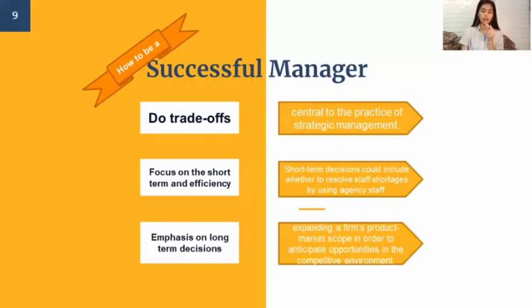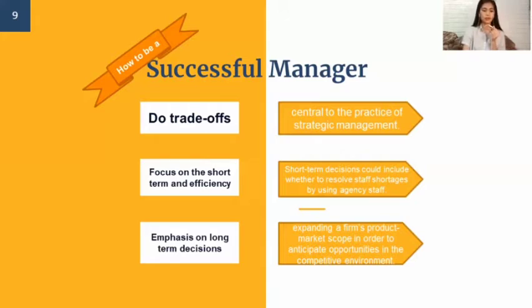And lastly, emphasis on long-term decisions. So as we all know, making short-term decisions, if done consistently, gives us long-term decision effectiveness. For example, if we maintain good, consistent short-term decision making, rest assured we will be staying in the business for a long run. And an example of a long-term decision is expanding a firm's product market scope in order to anticipate opportunities in the competitive environment.